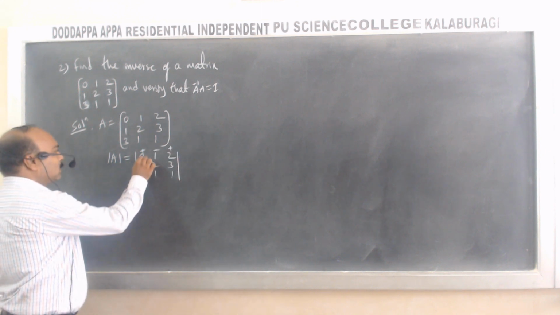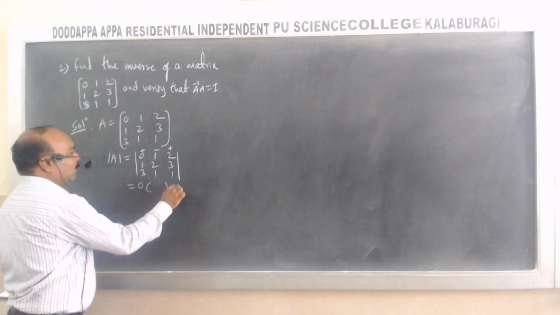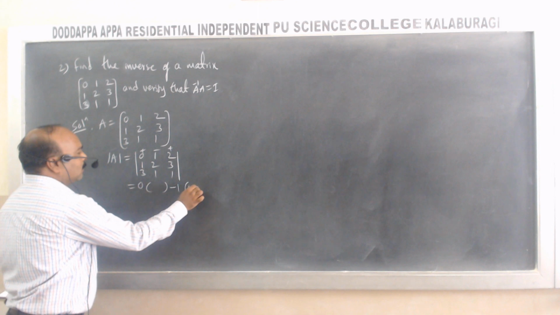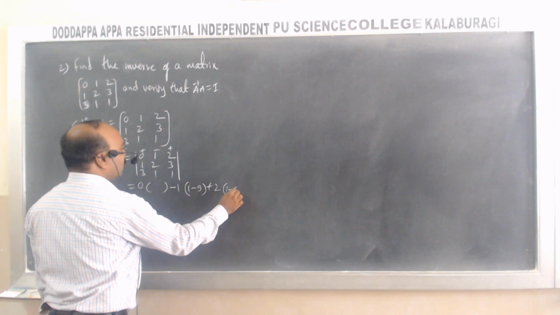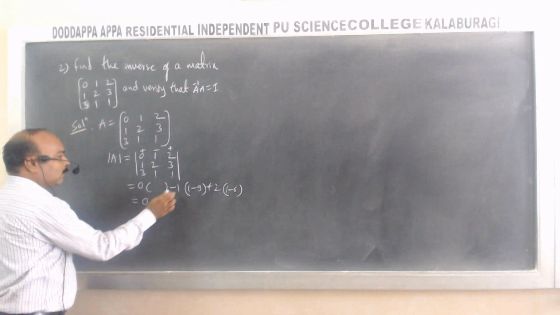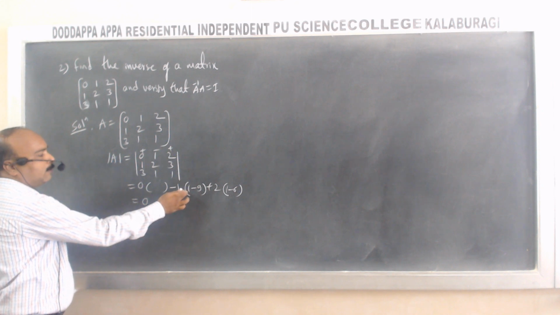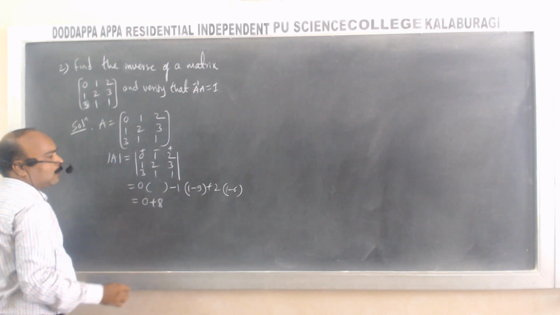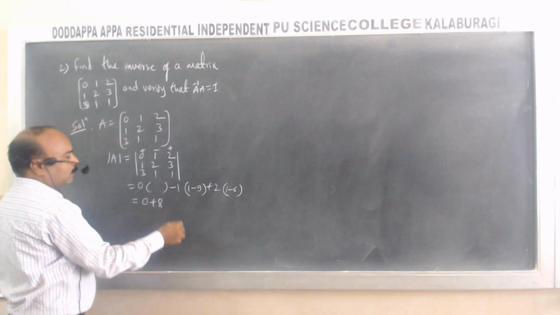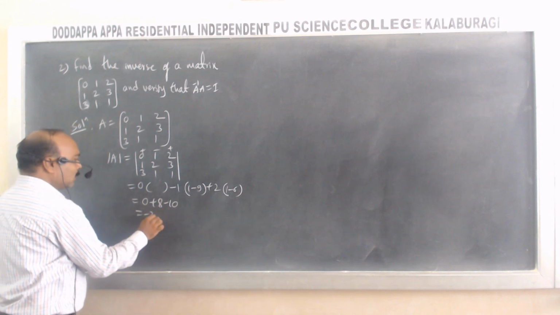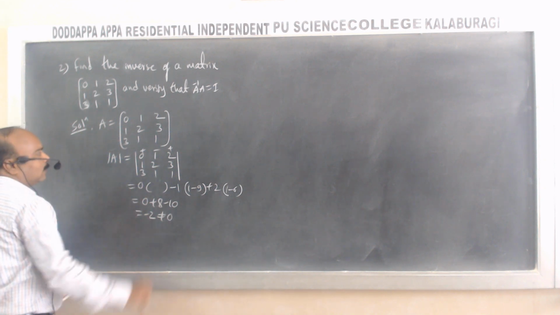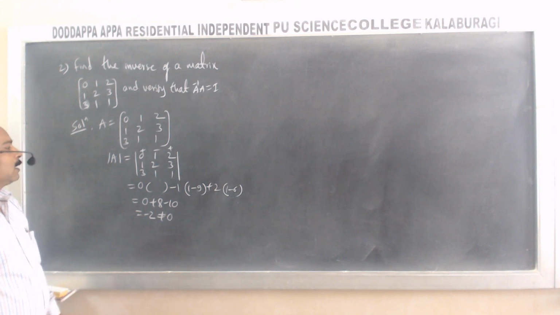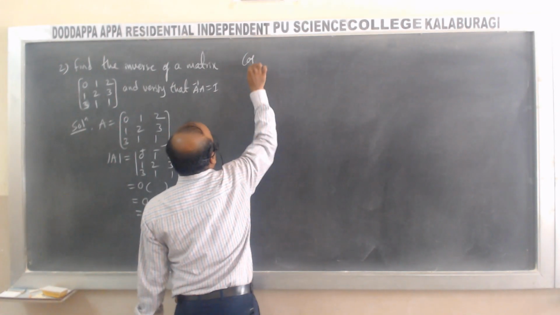Now we expand this. First 0 into 0, minus 1 into 1 minus 9, plus 2 into 1 minus 6. Now it is 0 minus 9 plus 1 is minus 8, into minus is plus 8. Here 2 minus 5, it is minus 10. It is equal to minus 2, not equal to 0. Therefore we conclude that A is a non-singular matrix. Then we find the cofactors of A.